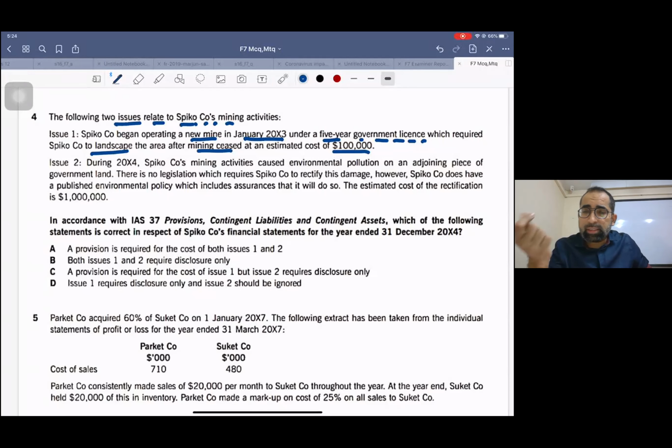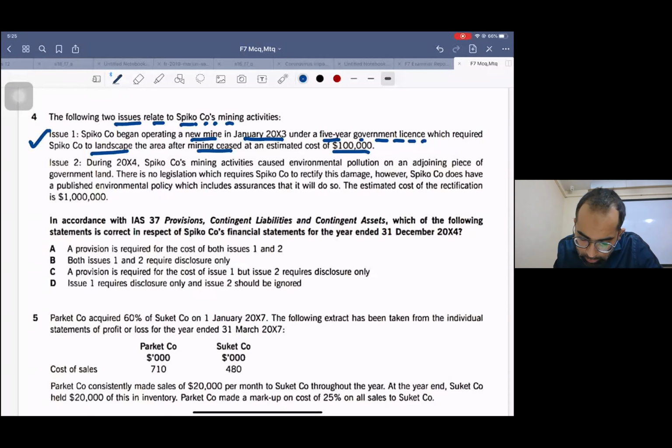What is written in the license? That whoever will do digging, whoever will destroy, will have to correct it in the end. We have just started digging on day one, so there is an obligating event. So yes, we need to book a provision for this compulsory disposal cost, or you can say this decommissioning liability. Yes, provision is needed.